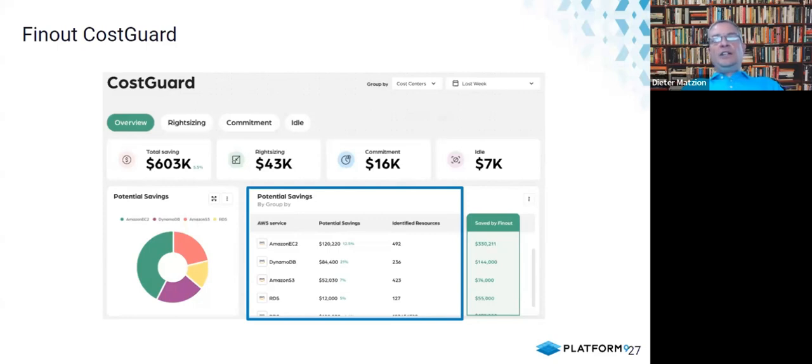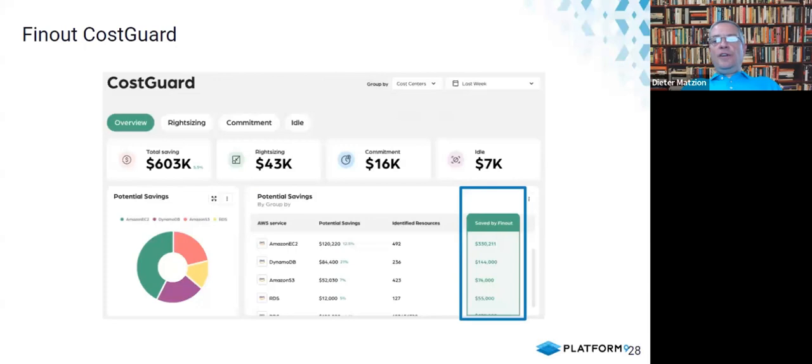And then you see the identified resources. So there's almost 500 of these resources that make up 120,000. If you make 120,000 divided by 500, you get the average right sizing opportunity, which is relatively small in this case. And here on the very right, we have again the projected savings. So here the projected savings are 330,000, which is interesting. I guess those are the savings that the tool already accomplished. So not super sure how to read this, but you get an idea of how these tools work.